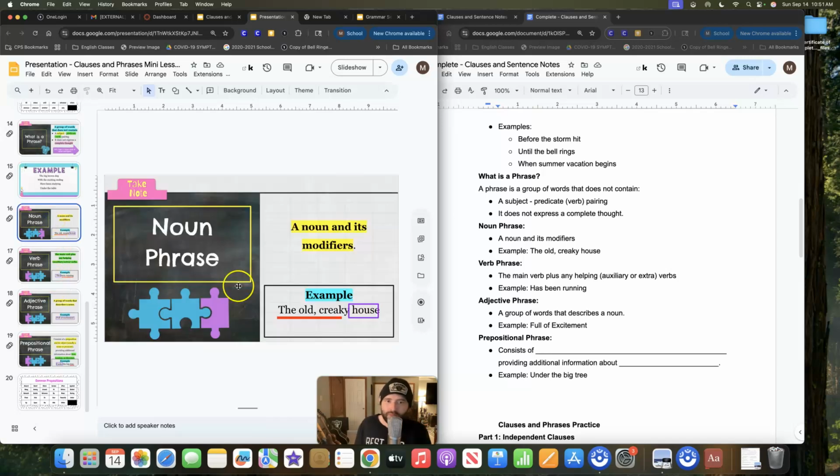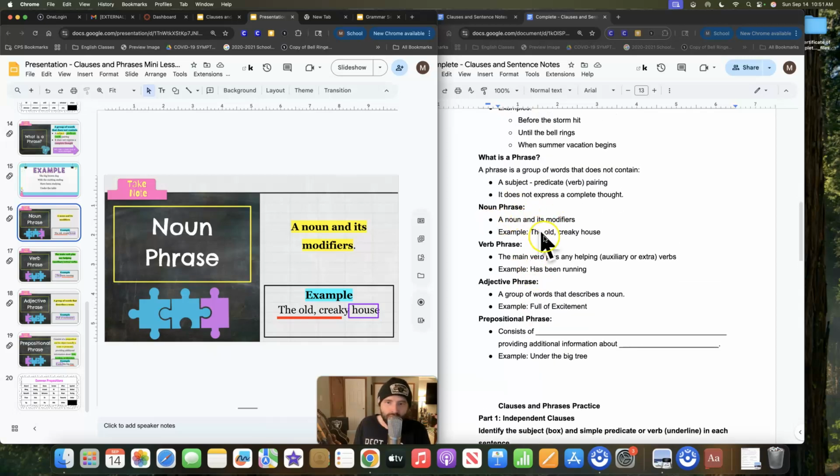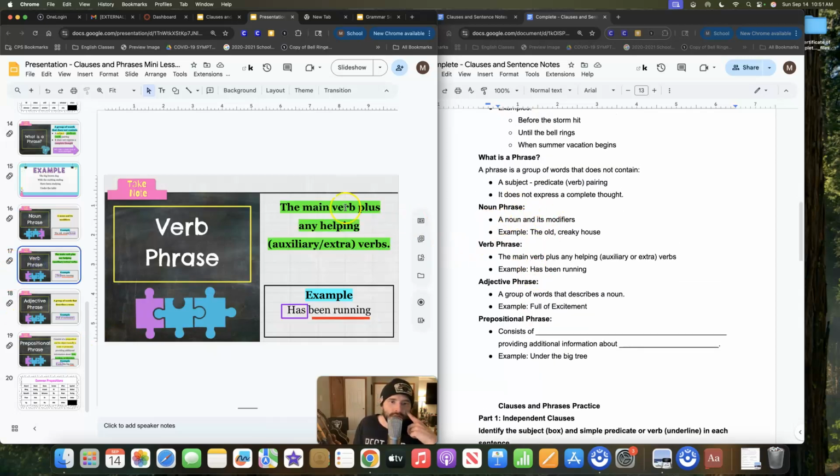Noun phrases, a noun and its modifiers. The old creaky house. Here are your modifiers, old and creaky. Here's your noun, house. That's all it is. Now, you already have noun phrases done for you. Verb phrase, the main verb plus any helping auxiliary. Auxiliary is another way to say extra. Has been running. Has is our main verb, but been running are added verbs, and there's no subject.